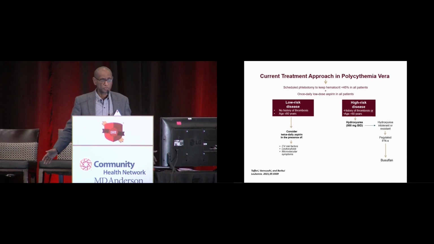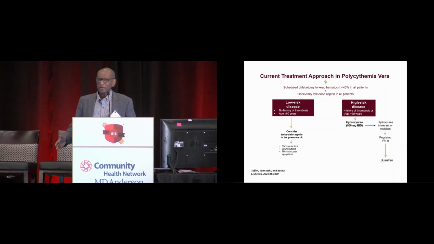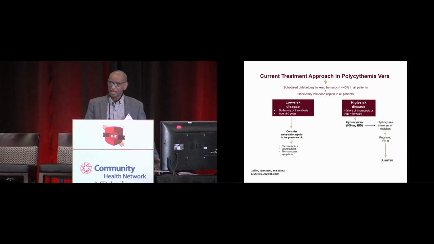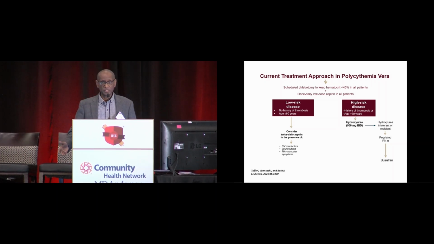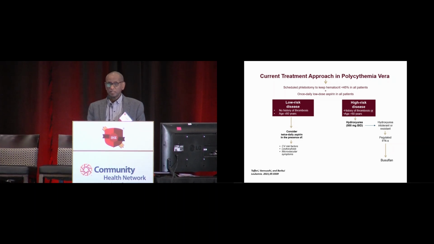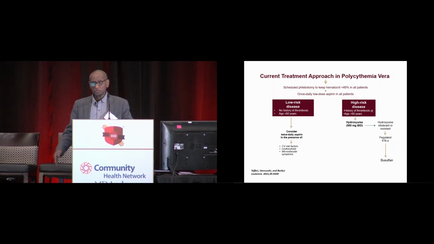Simple. Medical school. Low risk. Older, age below 60, below 70, below whatever you consider low. No thrombosis history, low risk. Otherwise, high risk. This is what we learn. And how we manage? Well, if it's low risk, just aspirin and phlebotomy. If it is high risk, add hydroxyurea. And if the hydroxyurea doesn't work, switch to interferon.